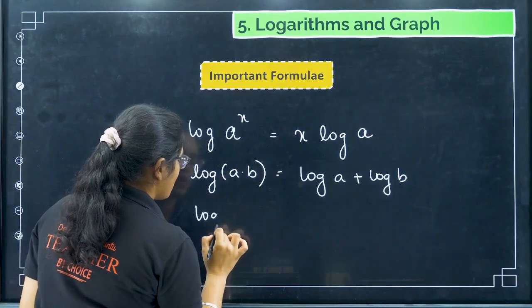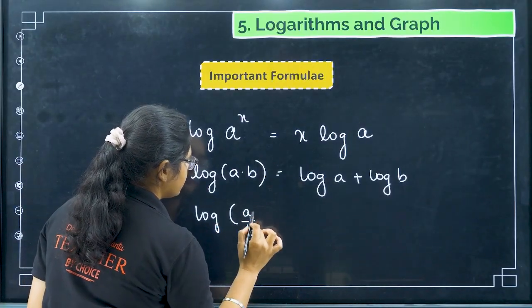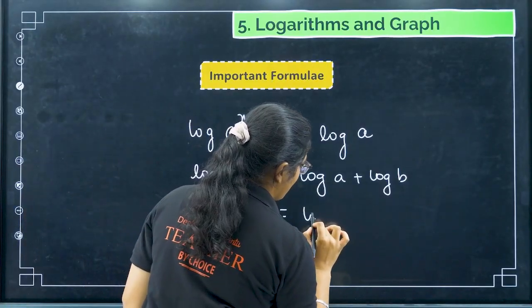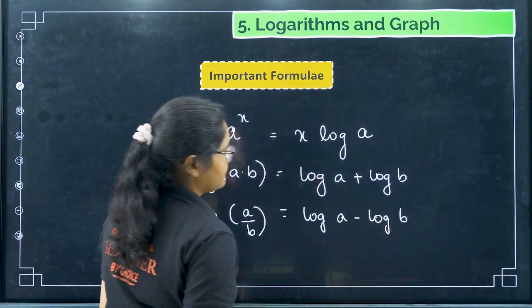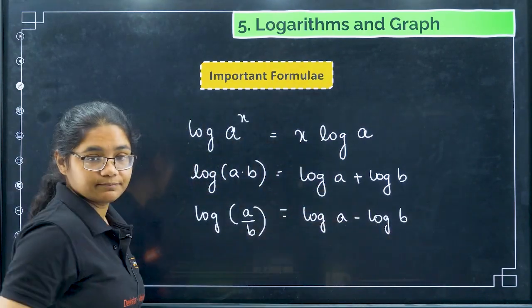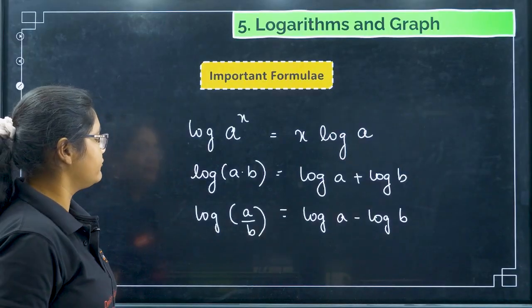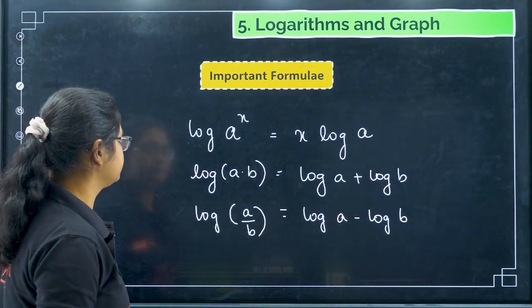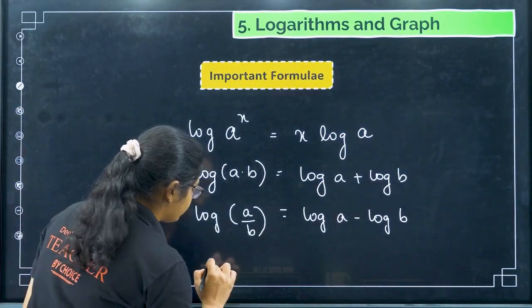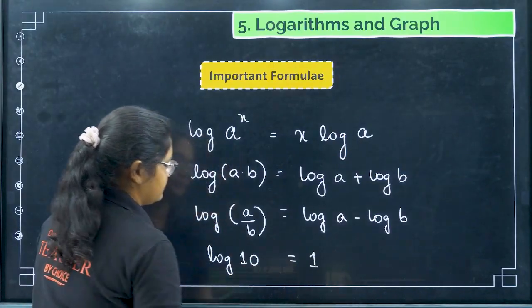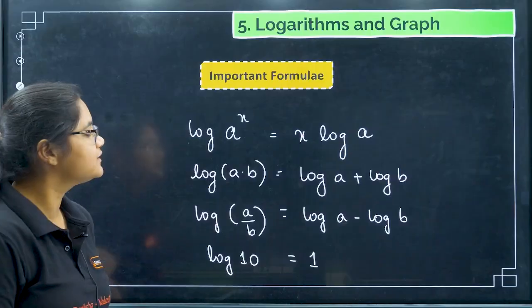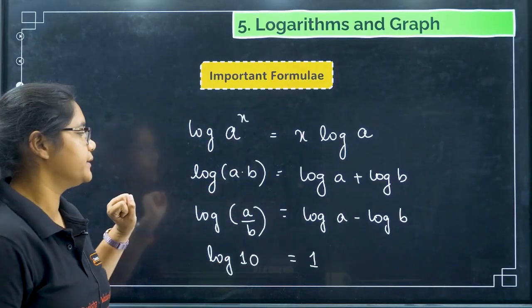Next, if you have log A by B, then it will be log A minus log B. Okay, here is the difference. And one more you should be knowing, log 10 value is taken as 1. Okay, log 10 value is 1. This is all you should be knowing.